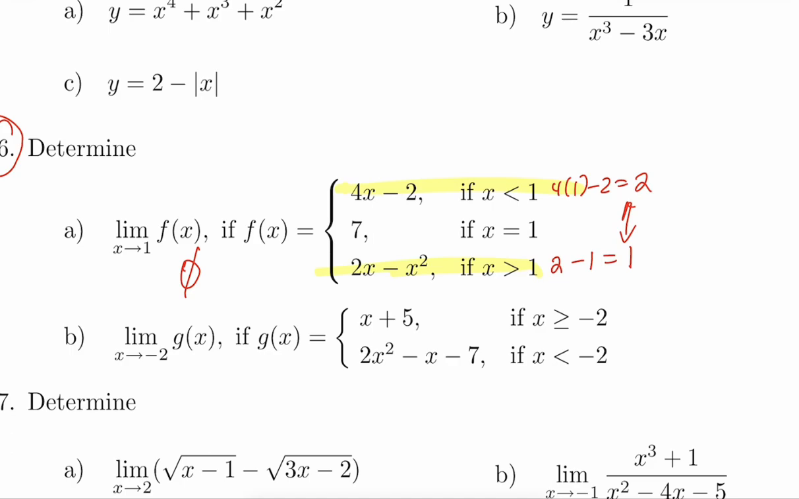If I plug negative 2 into the top function, I am going to get negative 2 plus 5. It is going to a height of 3. If I plug negative 2 into the bottom, I get 8 plus 2 minus 7, which is 10 minus 7, or 3. They match. The answer is 3.